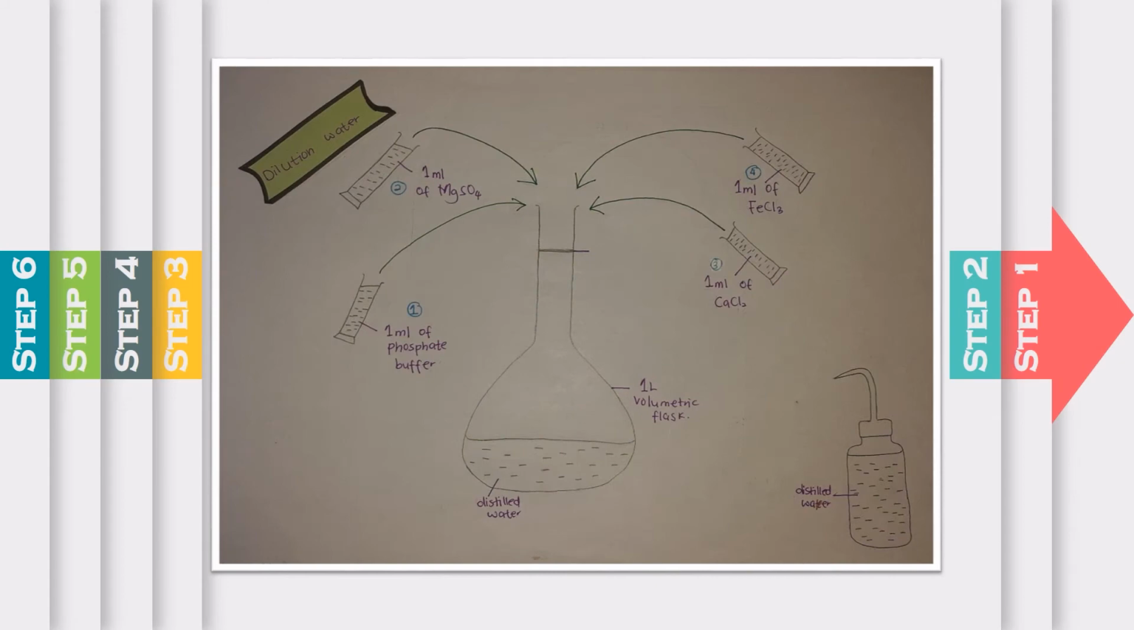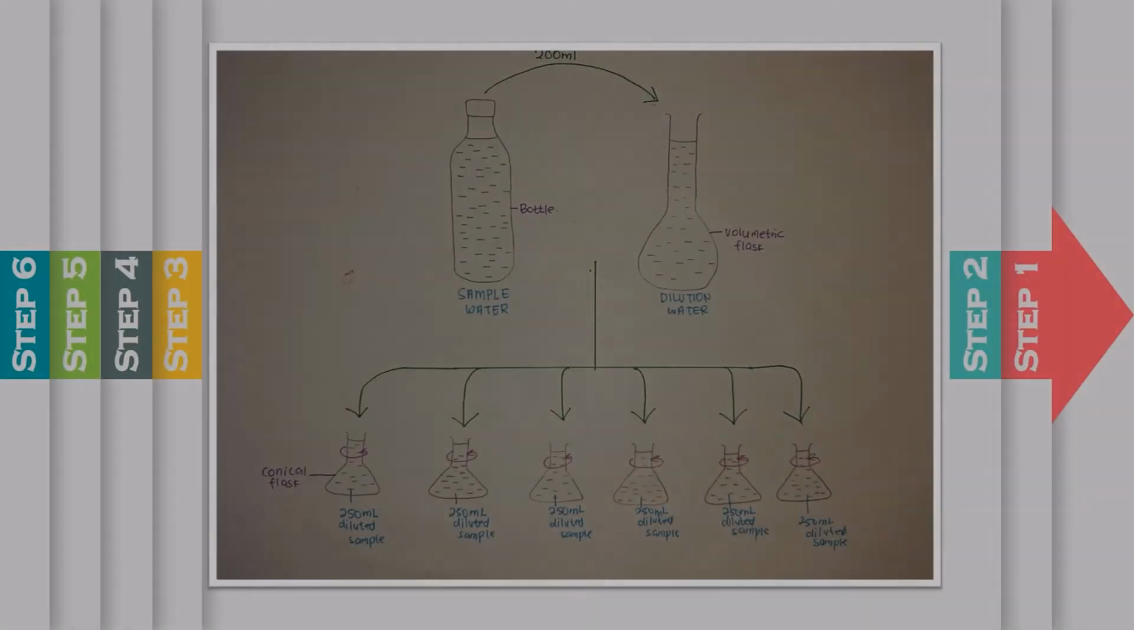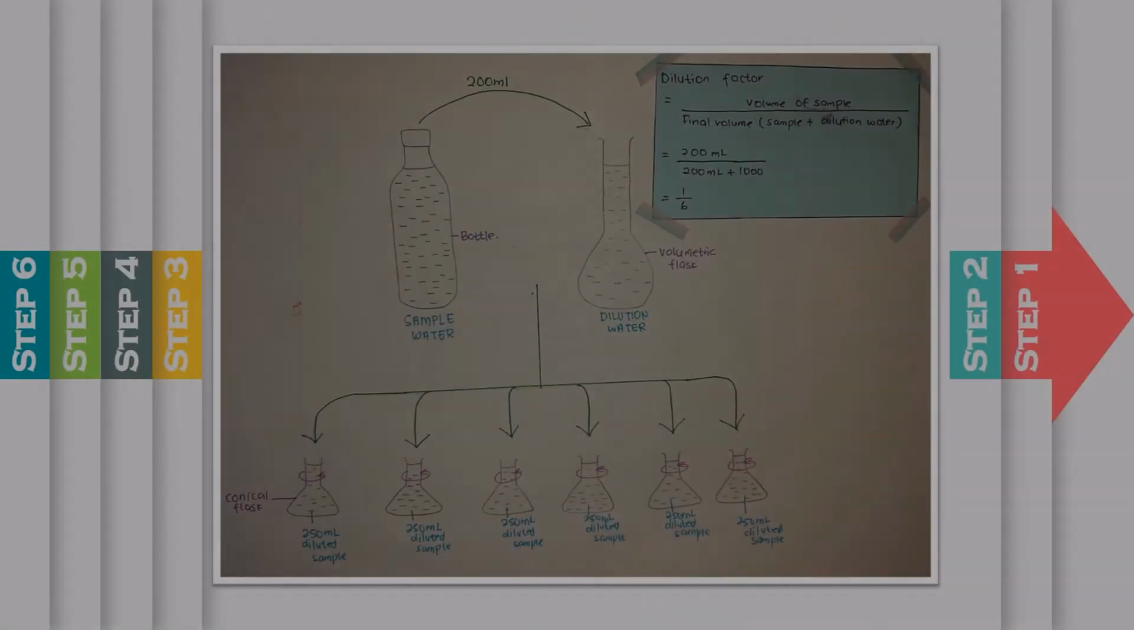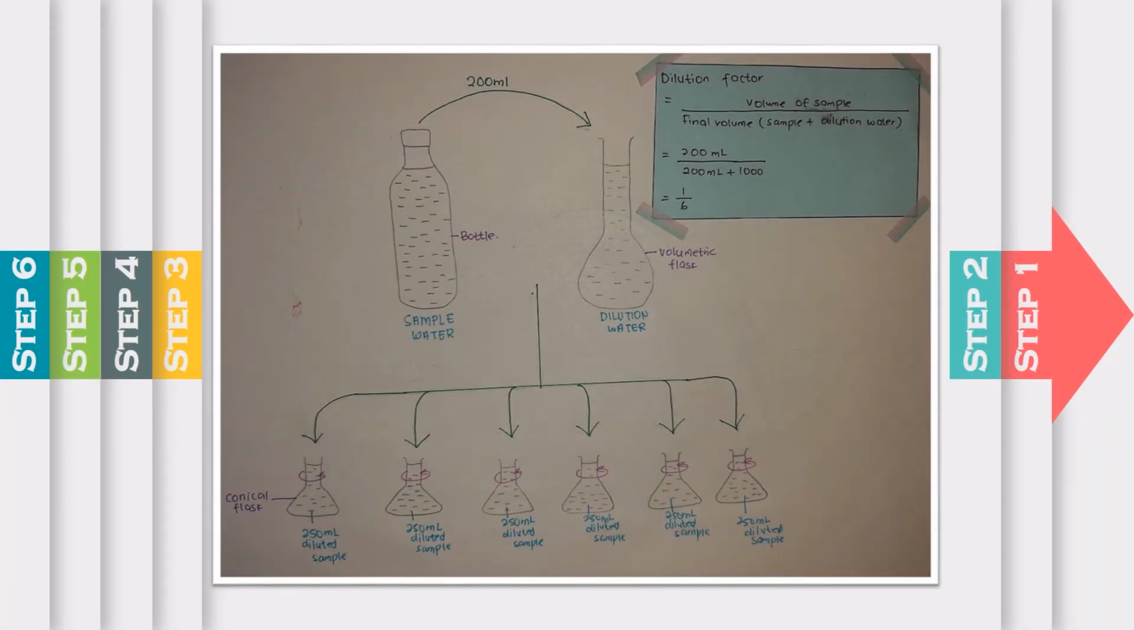Second, prepare dilution water by adding 1 milliliter of phosphate buffer, 1 milliliter of magnesium sulfate, 1 milliliter of calcium chloride and 1 milliliter of iron 3 chloride solutions to distilled water and bring the volume to 1 liter using a volumetric flask. Next, dilute the sample to an appropriate dilution factor using dilution water. The formula of dilution factor is volume of sample divided by the final volume of sample and dilution water.